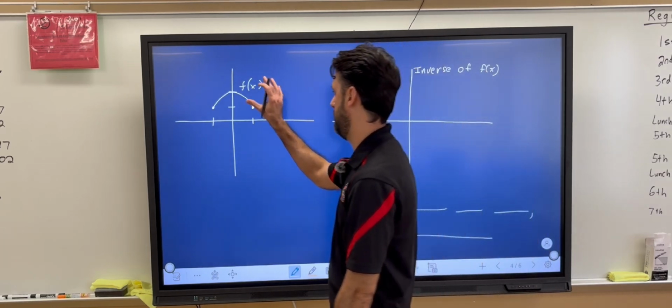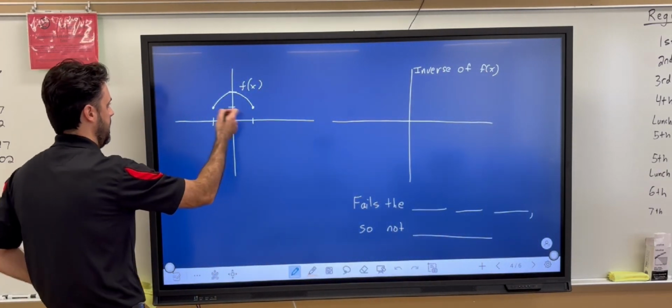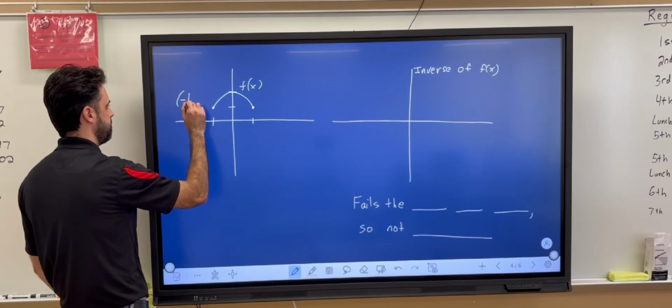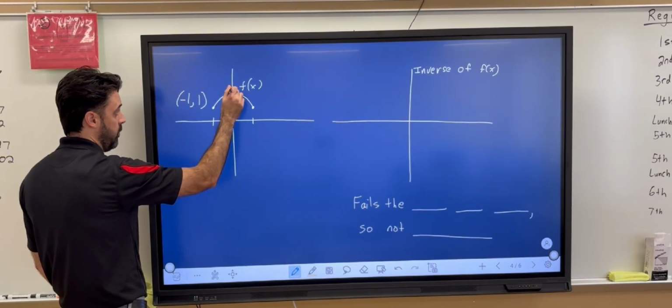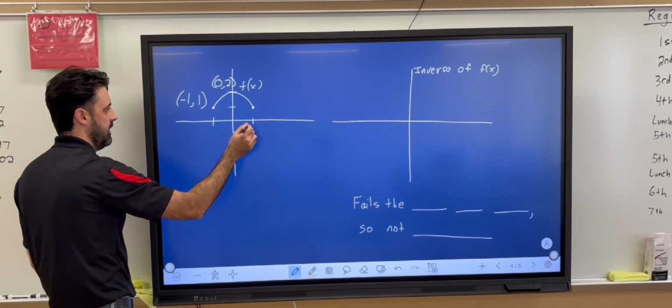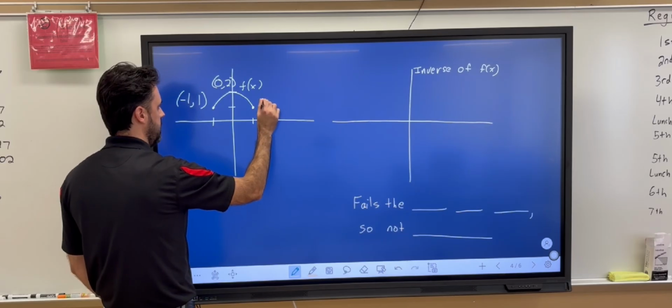So I've got a graph of f of x right here. And there's 3 points I'm going to highlight on this graph. The first one is left one and up one. Then there's a point up here that goes through (0, 2), passes through the y-axis. And then this point is positive 1, positive 1.